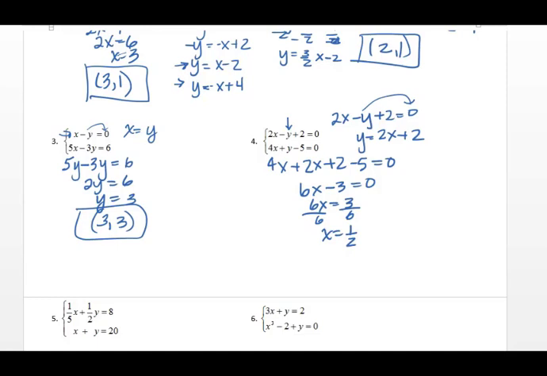Now to get the y, I'm going to put it in my y equation. 2 times 1/2 plus 2. Well, 2 times 1/2 is 1, plus 2 is 3. So my solution point is 1/2, 3.